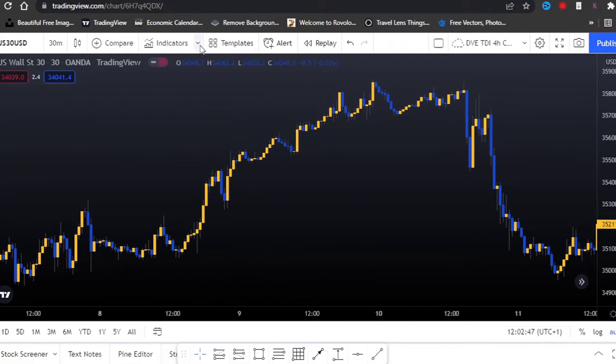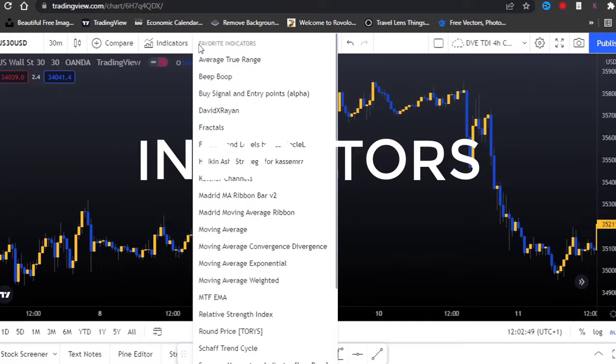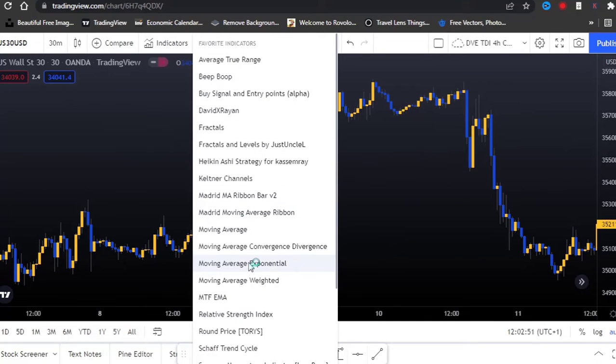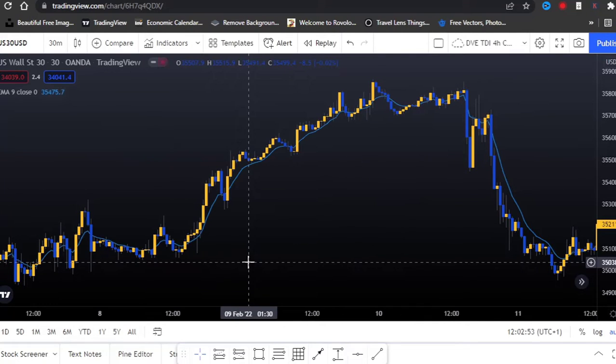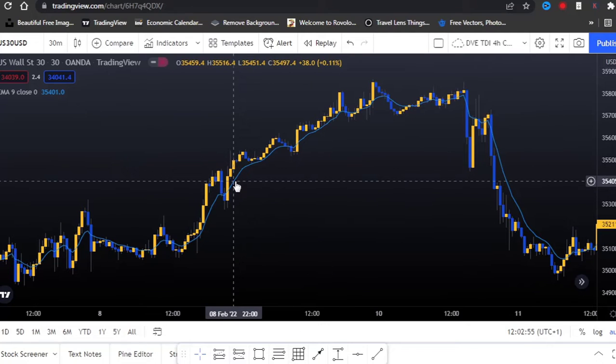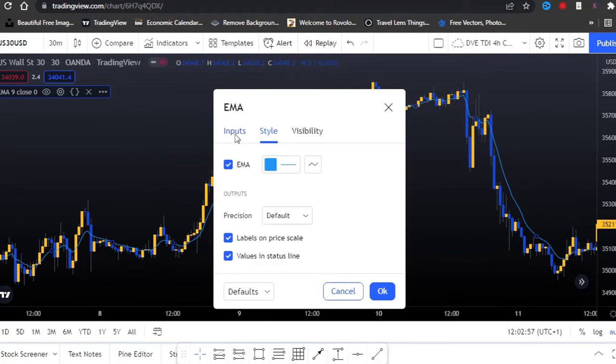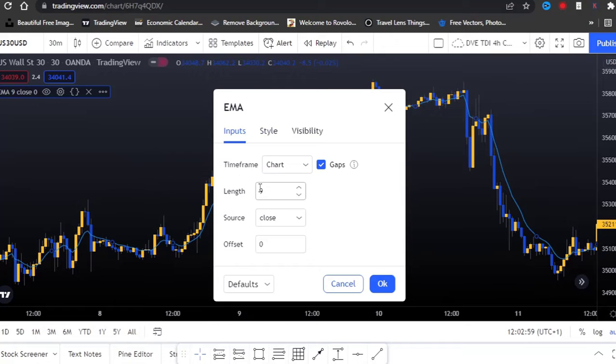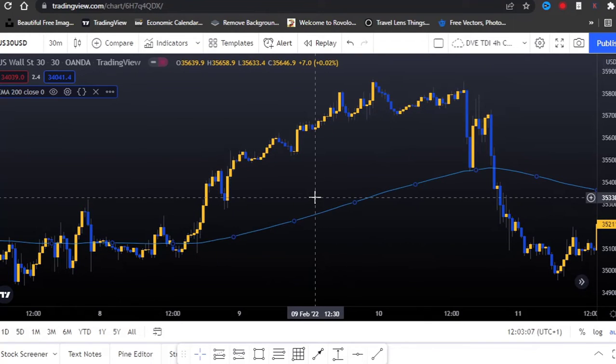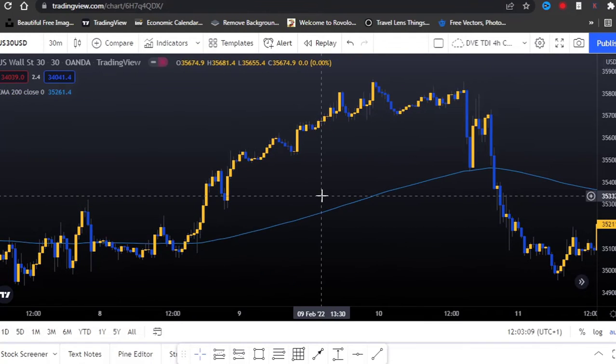Okay, so there are two indicators we're going to need. We're going to need the EMA, and we're going to be setting that to 200. This is just to determine the trend. I'll be leaving that on blue. Press OK. So now we have the 200 moving average on the chart.